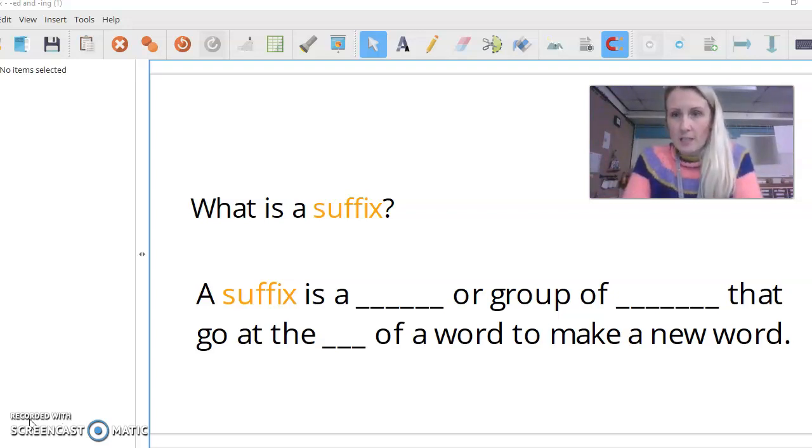Have a talk to the person next to you if you're at home or if you're in the classroom. Have a chat to somebody about what a suffix is. What is a suffix? Okay.